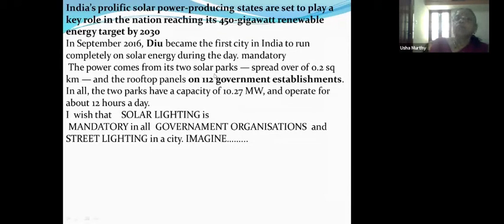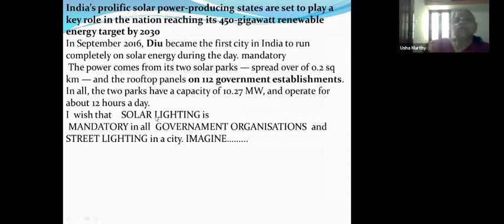The power comes from 2 solar parks, which are spread over about 0.2 square kilometers, and the rooftop panels on about 112 government establishments. It's really amazing. We have to appreciate this. In all, the 2 parks have the capacity of 10.27 megawatts and operate for about 12 hours in a day. This part we have to appreciate.